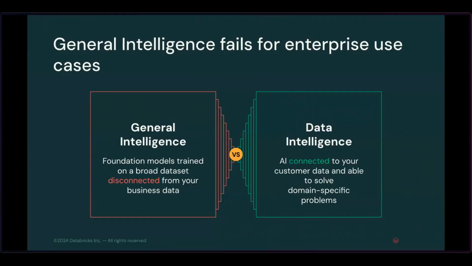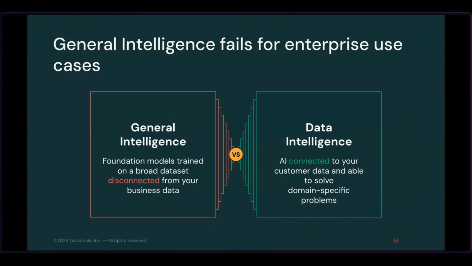So what enterprises really want and need is data intelligence, which is AI that is connected to your enterprise data. So when AI is connected to your enterprise data, you can then solve customer and domain specific use cases. Databricks provides this by offering a comprehensive set of tools and capabilities that give you full visibility into every component of your AI systems.